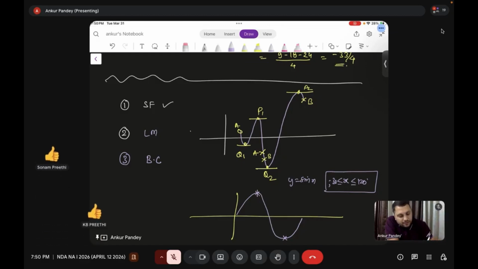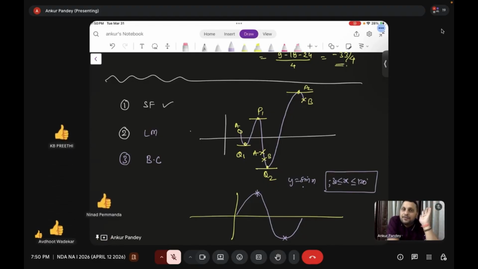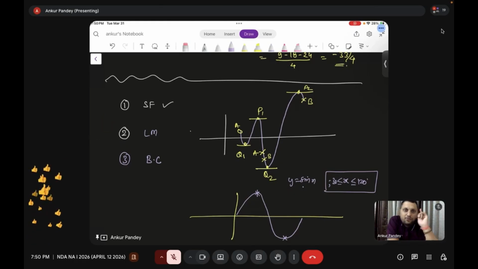Like how? Same process: y dash, you will get cos x, you put it equal to 0. Once you get that, you want two answers: x equal to 90 and x equal to 270. But 270 is not in the domain, so you will say only one case here, 90 degree. Clear? So this function will only have a local maxima. Fine? Good. Proceeding.